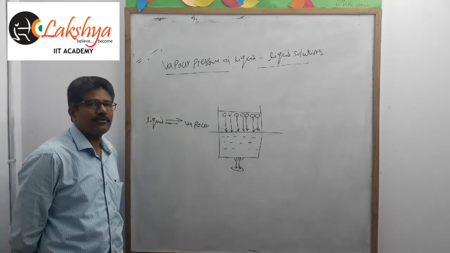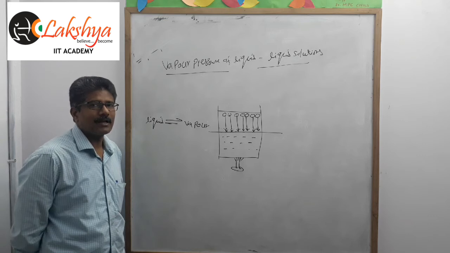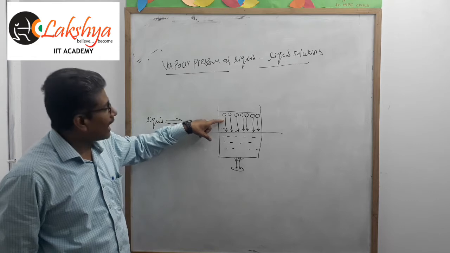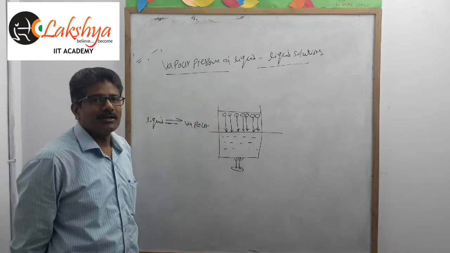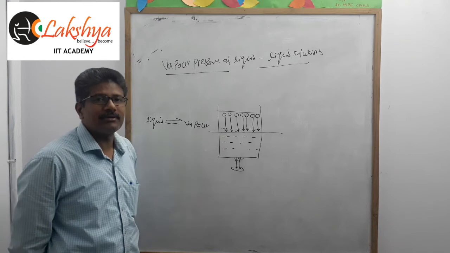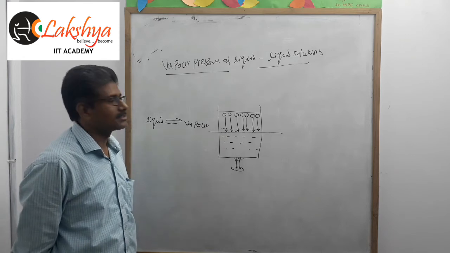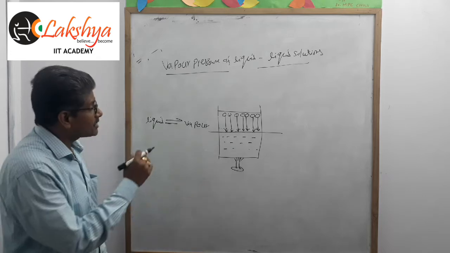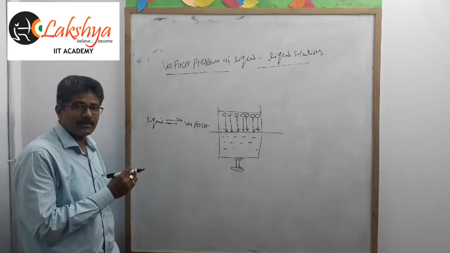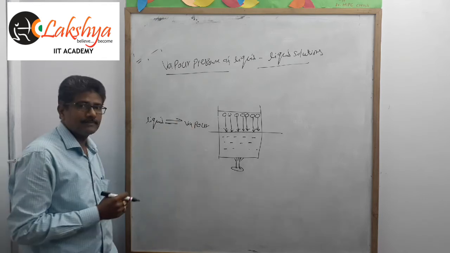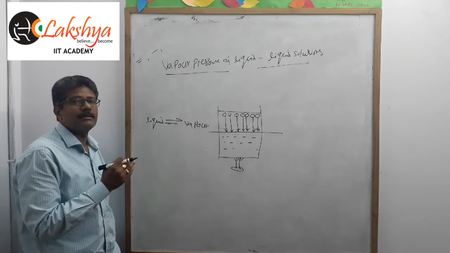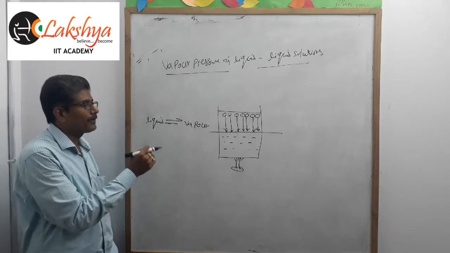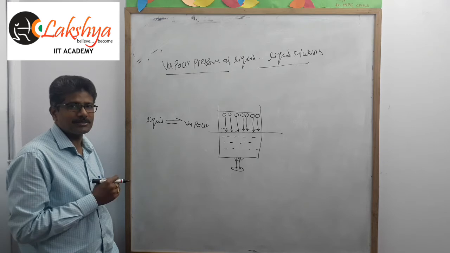What is the definition of vapor pressure? Now I am telling. The pressure exerted by vapors of a liquid on the surface of the solution, which is in equilibrium with its liquid at a given temperature, is called vapor pressure. Once again, the definition: pressure exerted by vapors of a liquid on the surface of the solution, which is in equilibrium with its liquid at a given temperature, is known as vapor pressure.